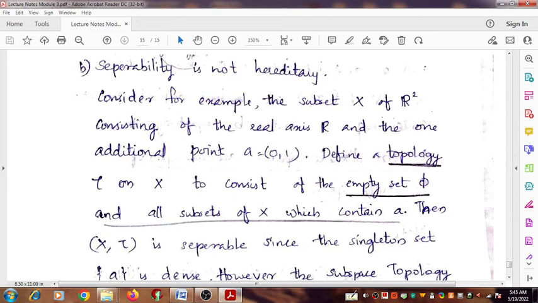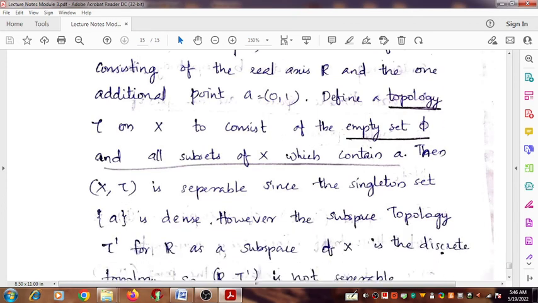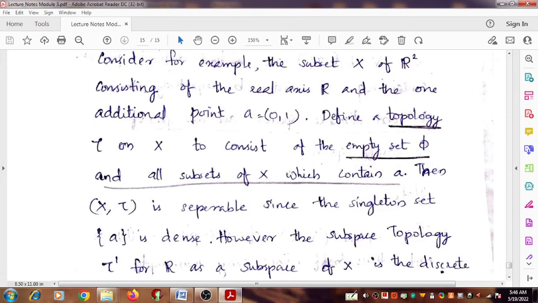We need a topology, and then a relative topology, the subspace topology. So first of all we define a topology on X. How do we define the topology? The topology consists of the empty set phi and all the subsets of X which contain the point A.